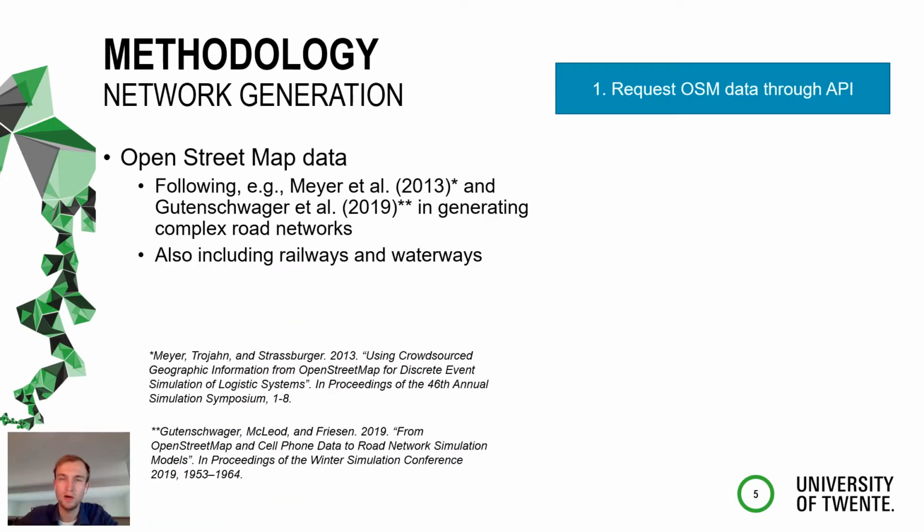Thank you, Matteo. I will continue with the methodology we used for our network generation tool. We followed the idea of Meyer from 2013 and Guttenswager from 2019 to use the open source geographic database OpenStreetMap in order to create complex road networks. Furthermore, we also use railway and waterway data to form an intermodal network. For this, we use an open source API in order to import the data we want in the simulation software.